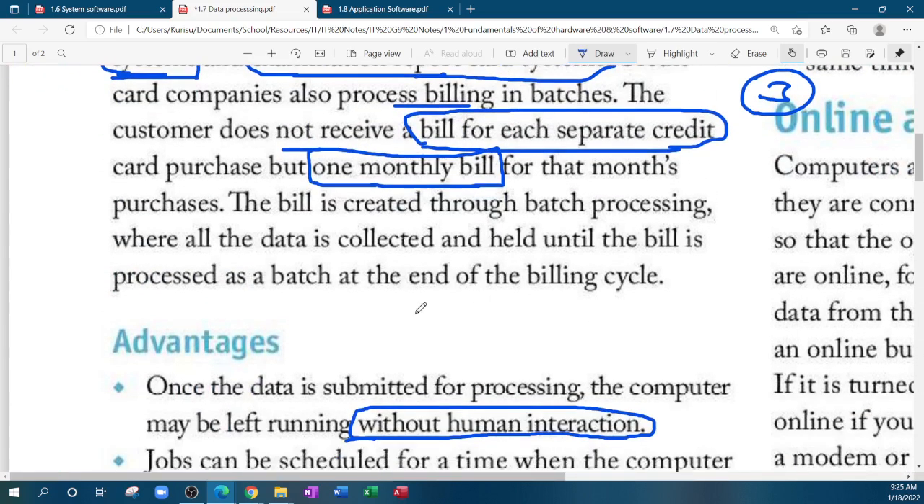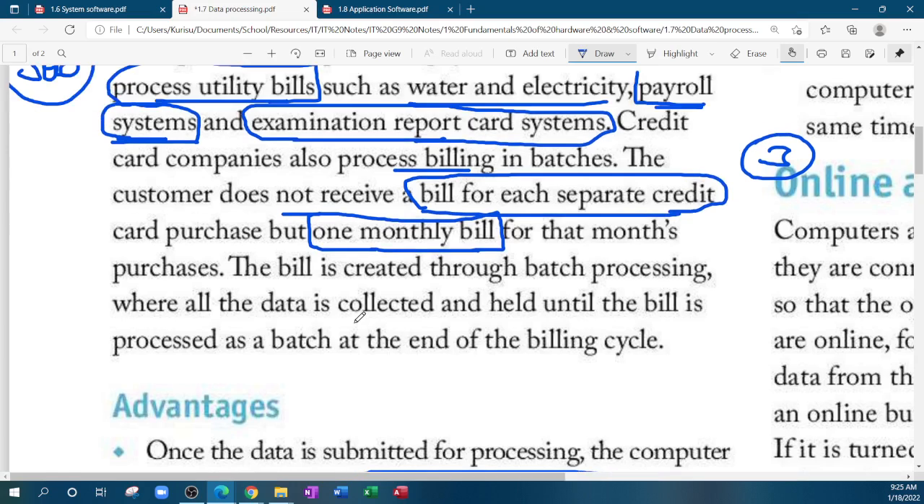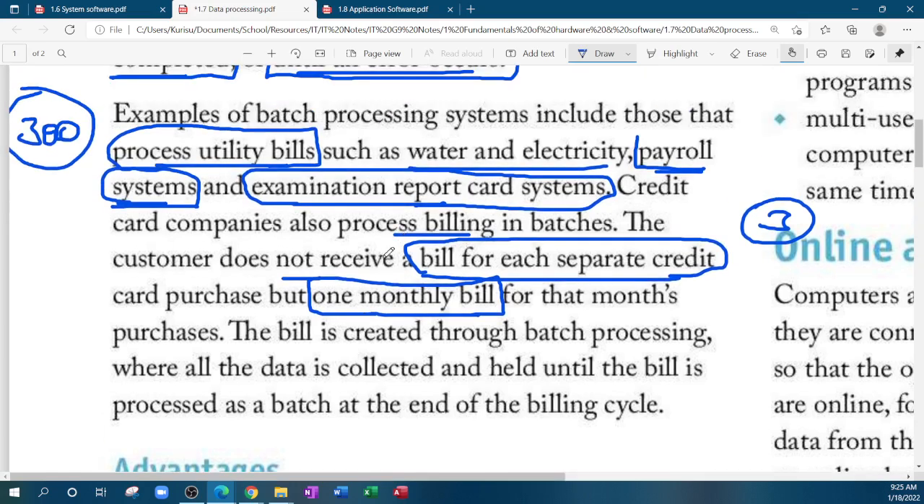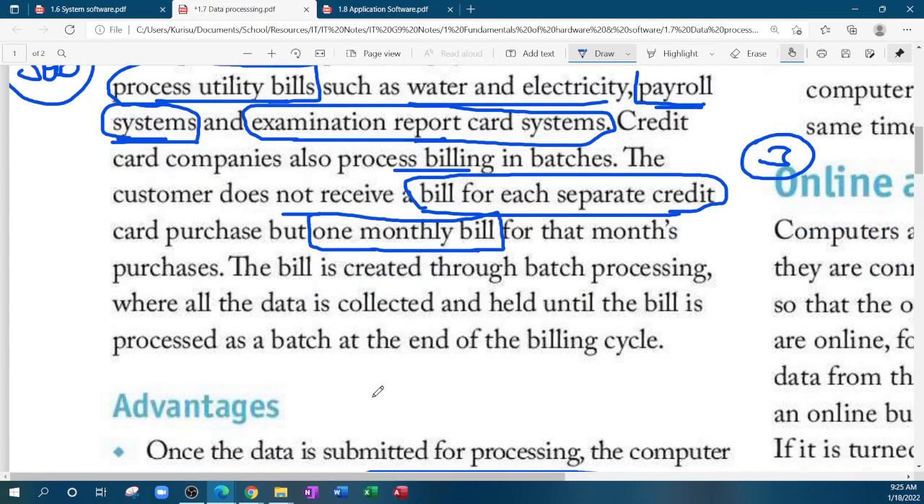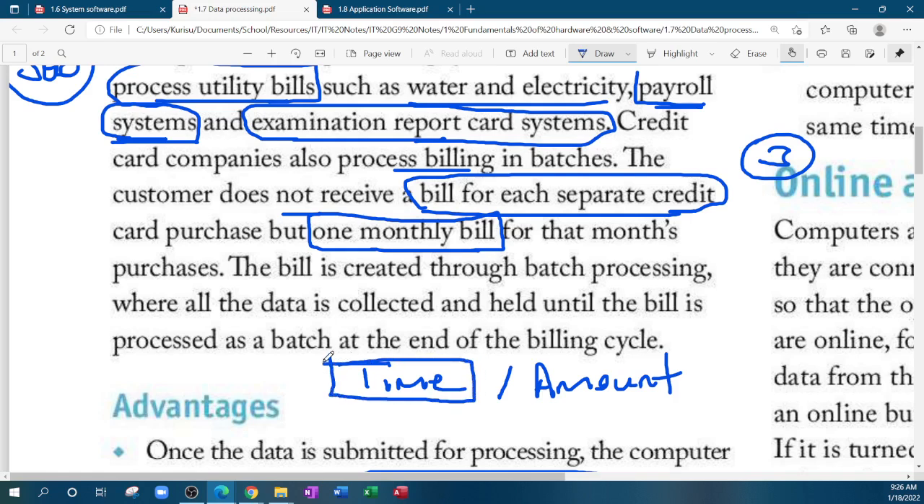So that there could be, when batch processing is carried out. Batch processing could be carried out either at a specific time or a specific amount. So for a specific time, you could say maybe at the end of the month, the last day in every month, calculate all of the data, process all of the data. So that there would be a time when the data is processed.